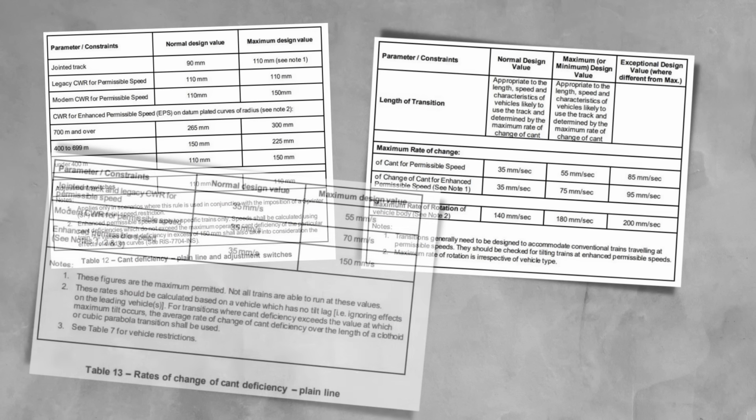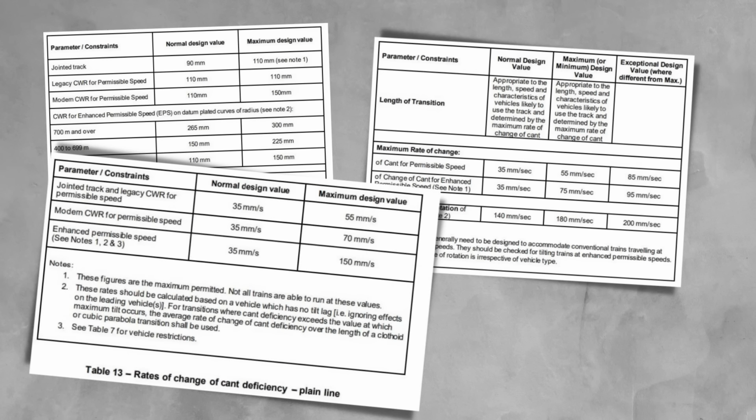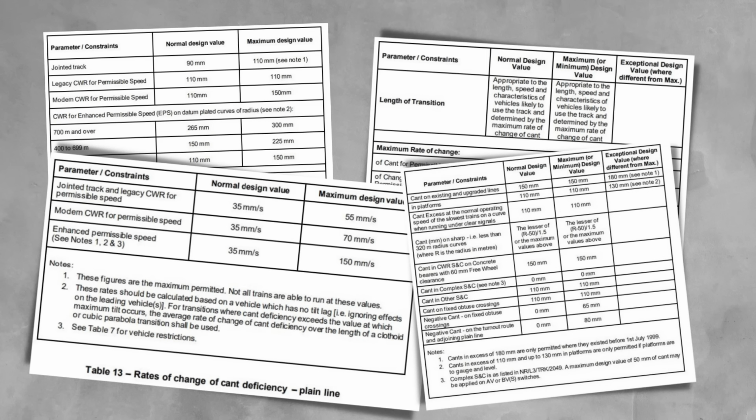For the remainder of this video, we will use, for our examples, the UK values that are correct at this moment in time. Remember to always check standards, as they can change over time and vary from country to country vastly. They can also be different for different track types, for example, between jointed and welded track or plain line and S&C. Some of the key limits from the tables are: for cant, the normal design value is 150 mm, while the maximum is also 150 mm. The exceptional value is 180 mm.